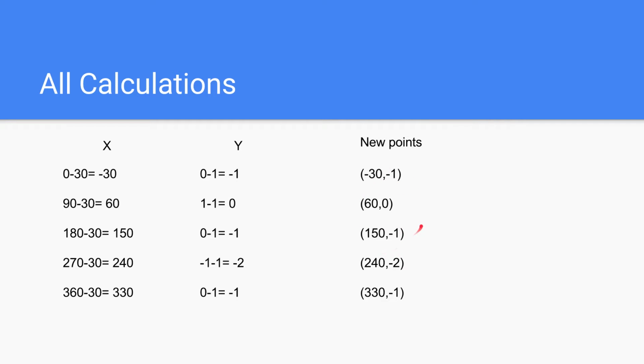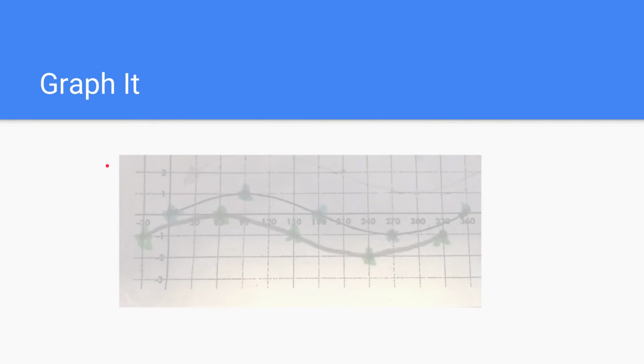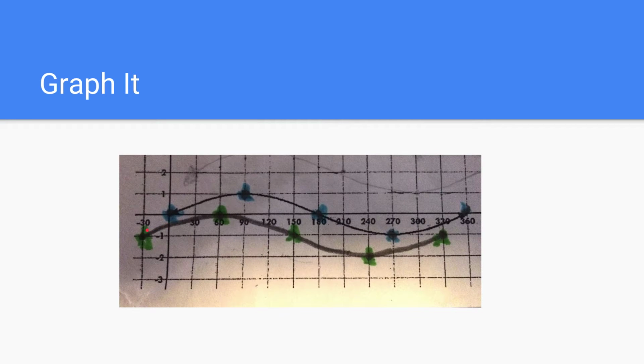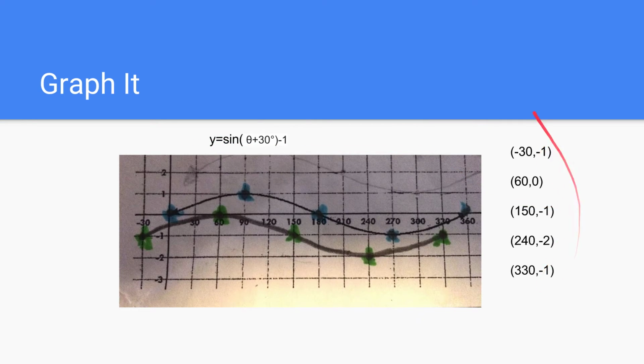So now what we need to do is graph it. So we had our old points, and this is the new graph if we were to plot all the new points. Our old equation put into new points. So as you can see, the old graph is dotted in blue with the 5 key points. And our new graph is dotted in green with our new key points.